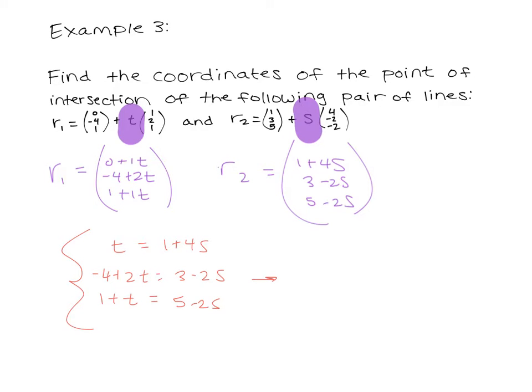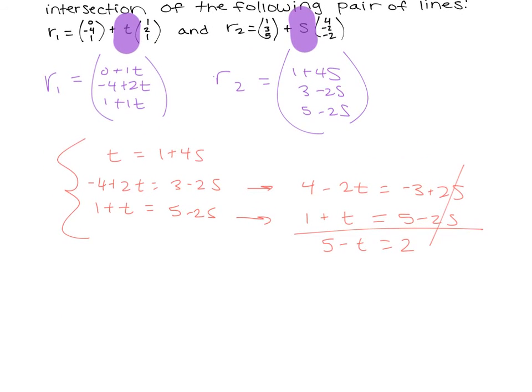I'm going to take this equation, I'm going to multiply it by negative 1. So now it's going to become 4 minus 2t equals negative 3 plus 2s. And I'm going to take this equation straight over. 1 plus t equals 5 minus 2s. The reason I did that is because now when I add going down, those are going to cancel. We get 2, negative t, and 5 right there.